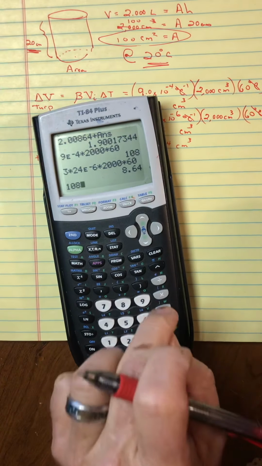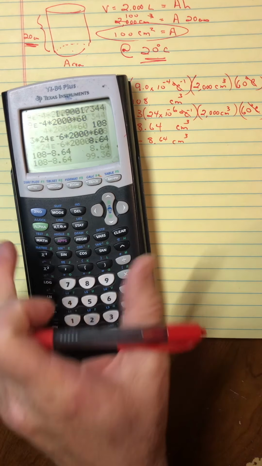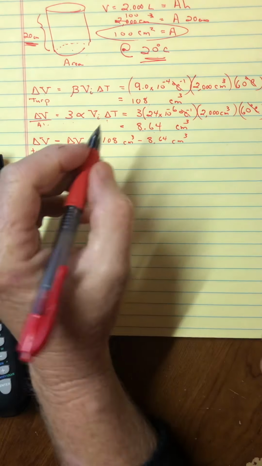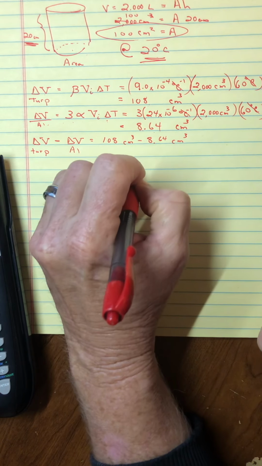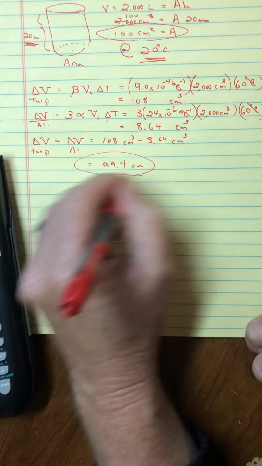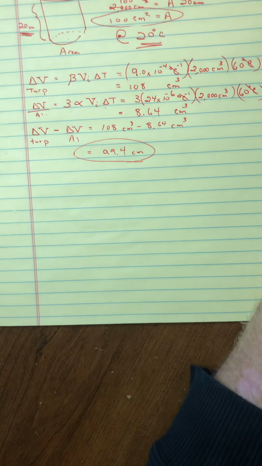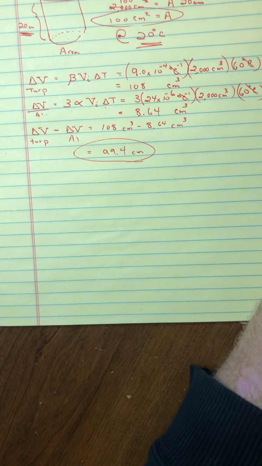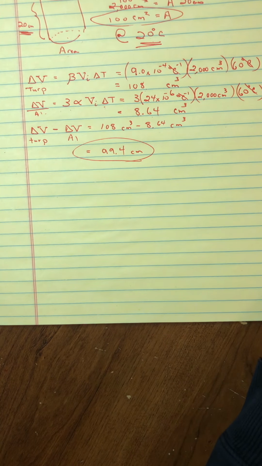And so 108 minus 8.64, and that looks like about 99.4 cubic centimeters, if I go 3 significant figures. So that's what ends up on the floor. Okay? And so there's the first half. Let me turn off the book and go back to the question. There was a part B here.